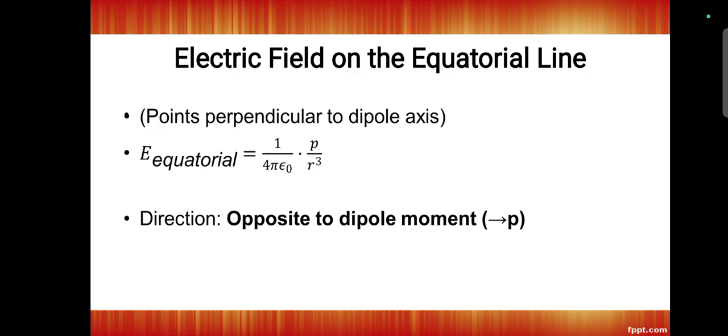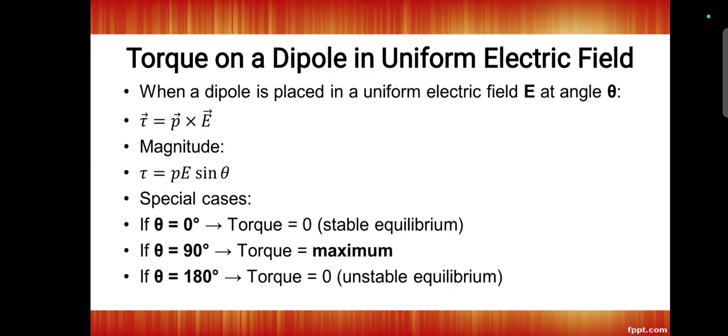For points perpendicular to the dipole axis, E equatorial is equal to 1 by 4 pi epsilon naught into P divided by r cube. Direction is opposite to dipole moment P. Torque on a dipole in a uniform electric field is represented as tau equal to P cross E, that is tau equal to P E sin theta. If theta equals 0, torque equals 0. If theta equals 90 degrees, torque is maximum. If theta equals 180 degrees, torque equals 0.